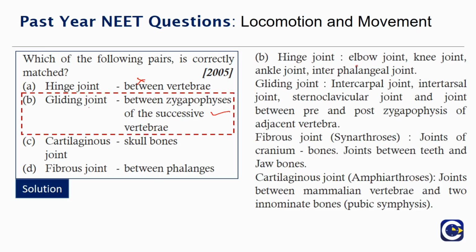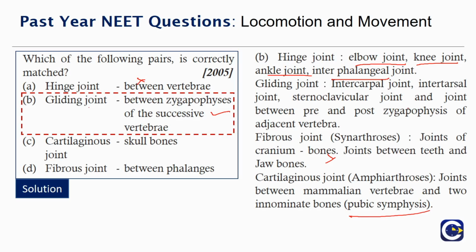Hinge joints are present in the elbow, knee joint, ankle joint, and the interphalangeal joints. Gliding joints are between the intercarpal joints, intertarsal joints, sternoclavicular joint, and the joints of pre and post zygapophyses of adjacent vertebrae. Fibrous joints, that is synarthrosis, are the joints of the cranium bones and between the teeth and the jaw bones. They are mostly immovable. Cartilaginous joints, which are amphiarthrosis, are joints between the mammalian vertebrae and between the two innominate bones at the pubic symphysis. If you remember this whole thing, you will be able to crack all the confusing questions of this bit. So it's better if you note this portion.